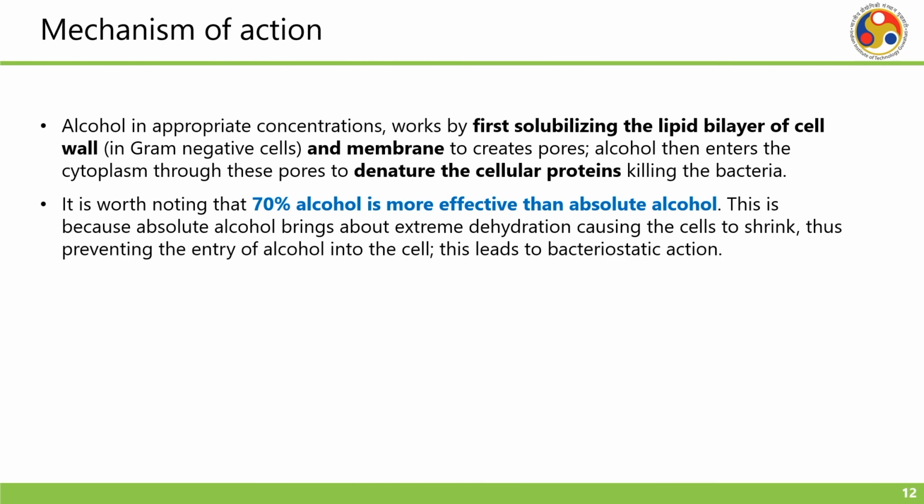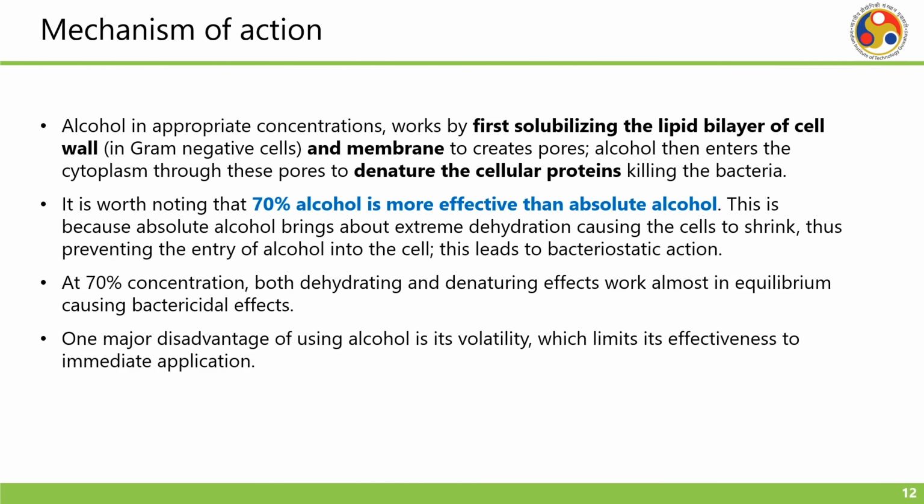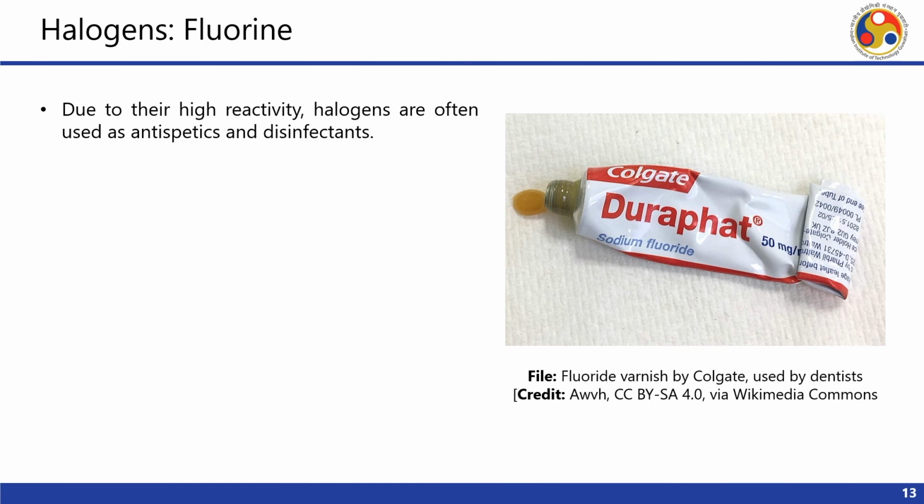This is because absolute alcohol brings about extreme dehydration, causing the cells to shrink, thus preventing the entry of alcohol into the cell. This leads to bacteriostatic action, but not bactericidal. At 70% concentration, both dehydrating and denaturing effects work almost in equilibrium, causing bactericidal effects. One major disadvantage of using alcohol is its volatility, which limits its effectiveness to immediate application.